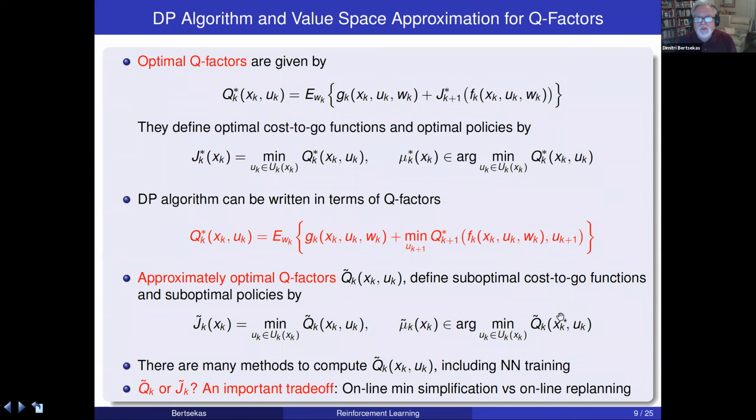Now, using Q tildes allows us to do online replanning, because in minimizing the corresponding expression, we can add the new data of the problem as they change. So this is the basic trade-off between the two. They're both useful, and depending on what is important for you, you may choose one or the other.